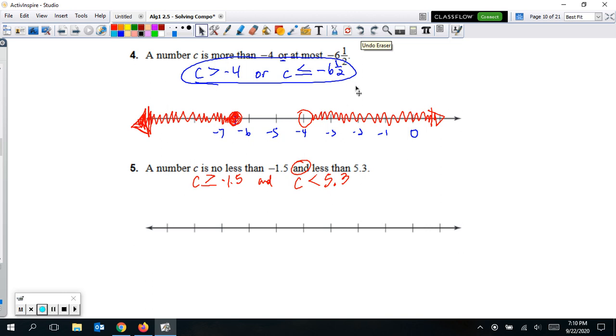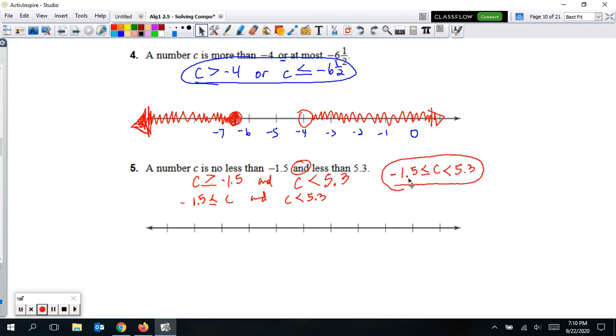Now since we have the "and," let's go ahead and try to write this all in one long statement. So I'm going to get my C's together in the middle. I'm going to flip this first one around, so that way now I have the C in the middle. I'll rewrite the rest of this here. And now I'm just going to mash together the C's, where I get rid of my "and." And so I'll write out the statement this way with the negative 1.5 first, less than or equal to C, less than 5.3. So again, as long as you have it with the smaller number first, the bigger number last, then you're in the right order.